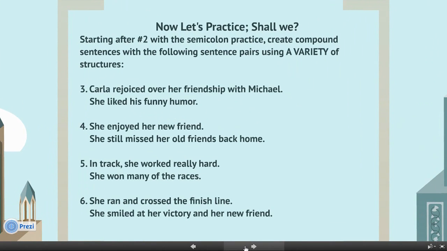Now let's practice, shall we? Don't you like the semicolon usage there? Alright, so starting after number 2 that you already have on your sheet of paper with the semicolon practice, I'd like you to now create compound sentences with the following sentence pairs using a variety of structures. This means that I'd like you to create some compound sentences using a semicolon while creating other compound sentences using coordinating conjunctions. Then bring your practice problems into class on Monday and we'll go over them.